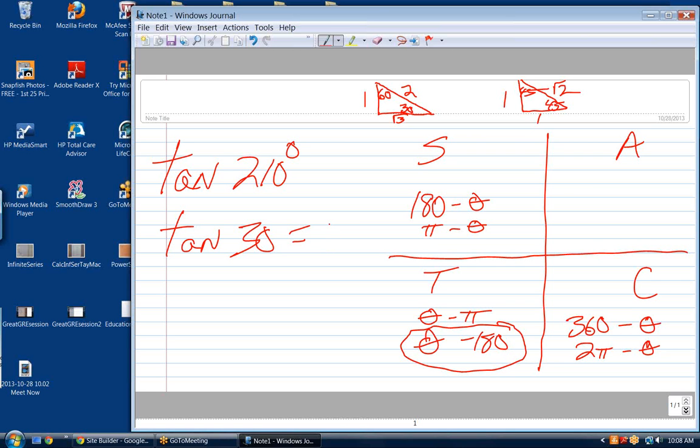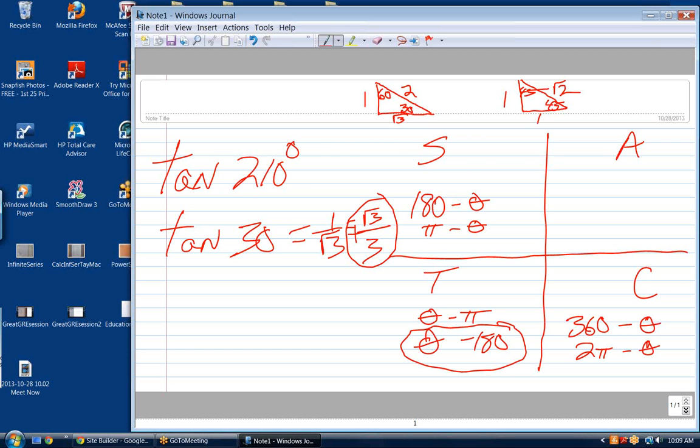Is it root 2 over 2? Look at this triangle right here. What's the tangent of 30? 1 over root 3. That's correct, but it needs to be rationalized. That's equal to root 3 over 3. Same number. And its sign is positive because it's third quadrant. So there's the exact answer.